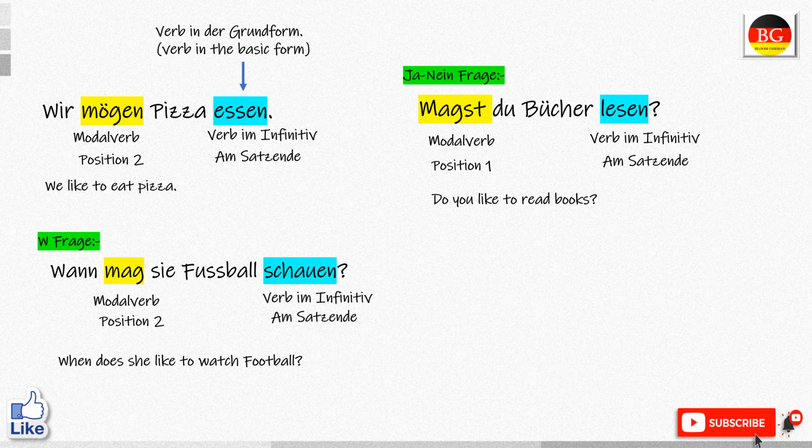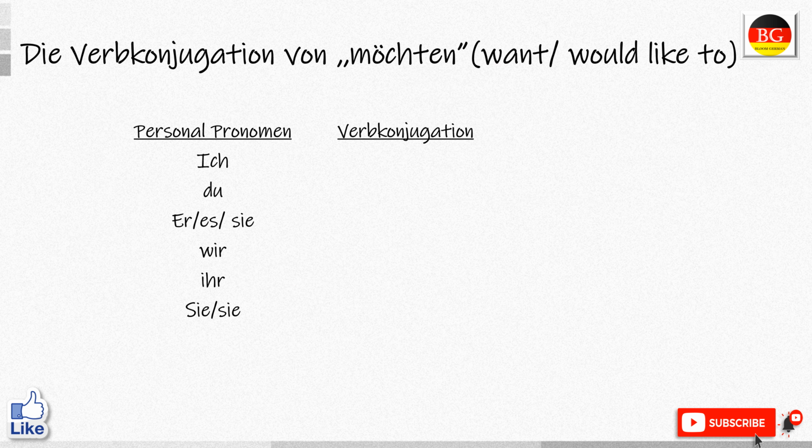If I want to give the answer yes, how can we give it? Ja, ich mag Bücher lesen. If the answer is no, then: nein, ich mag nicht Bücher lesen. Let's move on.